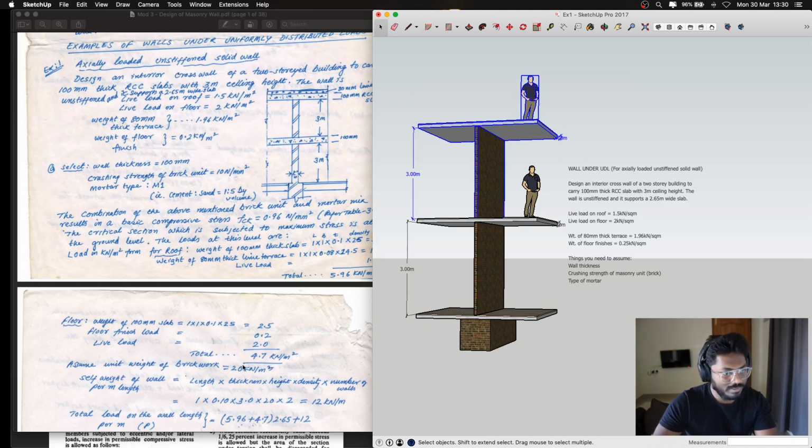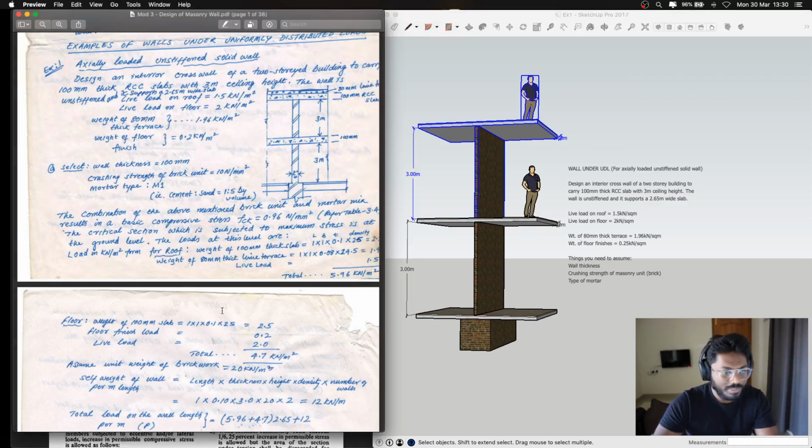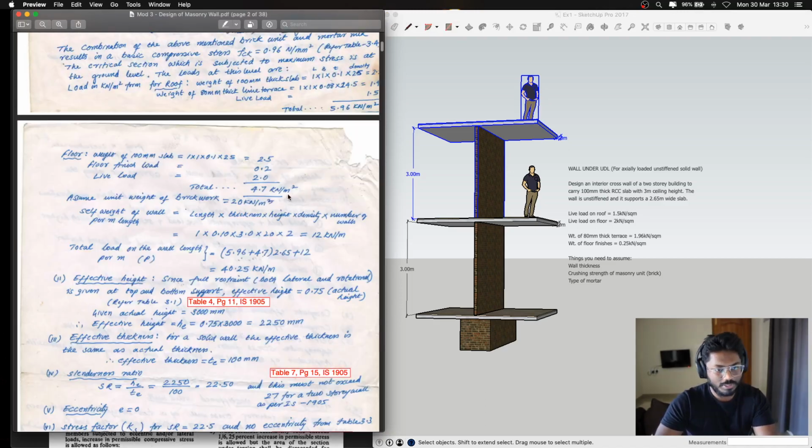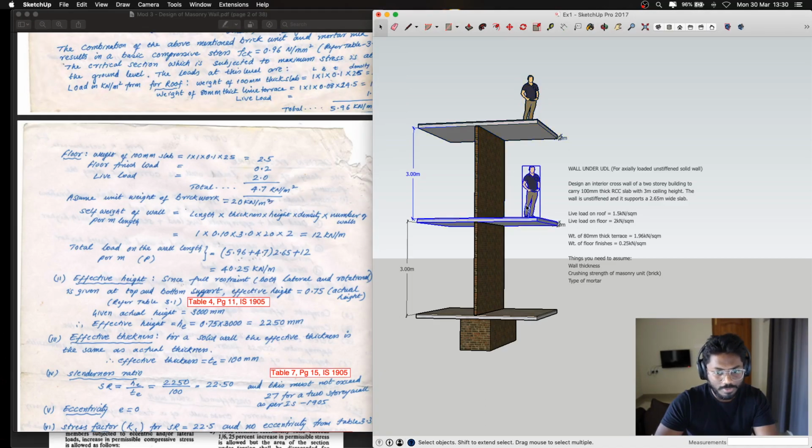So for terrace, the total amount of load including live load is 5.96 kilonewton per square meter, and for the floor at the bottom level, including the live load, it is 4.7 kilonewton per square meter. Assuming the unit weight of brickwork is 20 kilonewton per meter cube, we need to calculate the self weight of this given masonry wall.